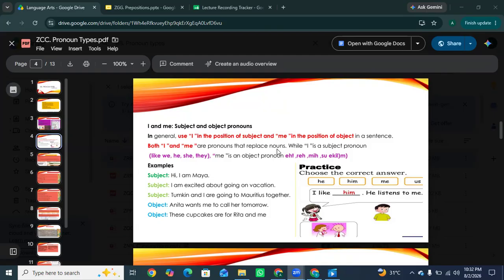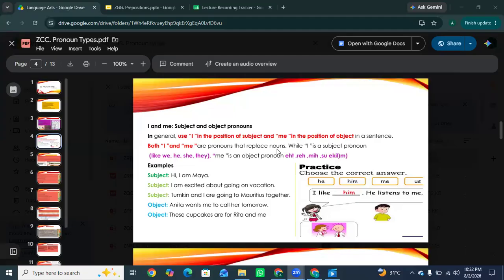Okay. So let's discuss examples. Subject: I am Maya. I am excited about going on vacations. Pumpkin and I are going to Mauritius together. So, in these sentences, I is a subject doing the action. Like in the last sentence here, both Pumpkin and I are performing the action of going. So these are the subject pronouns.